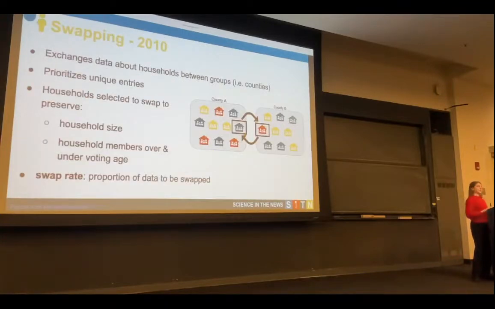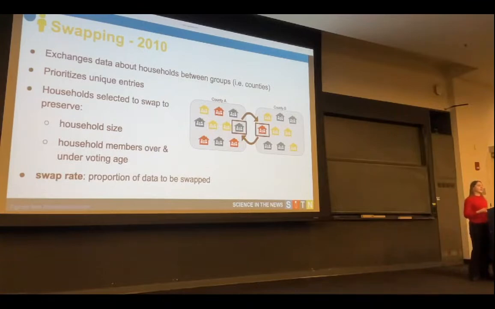So swapping, the method used in 2010, entails the exchange of data about households between groups. For example, we can think about counties. So we can think about trying to make County B more private. And we see that all these households have different colors, right? We can think of these household colors as sensitive attributes, for example, race or gender or income. The first thing that a swapping mechanism does is it prioritizes unique entries. So this would mean that the red house, which is unique in County B, would be selected for swapping first.